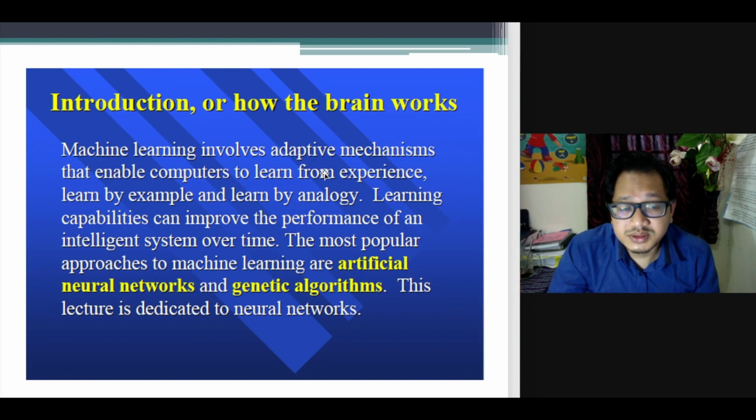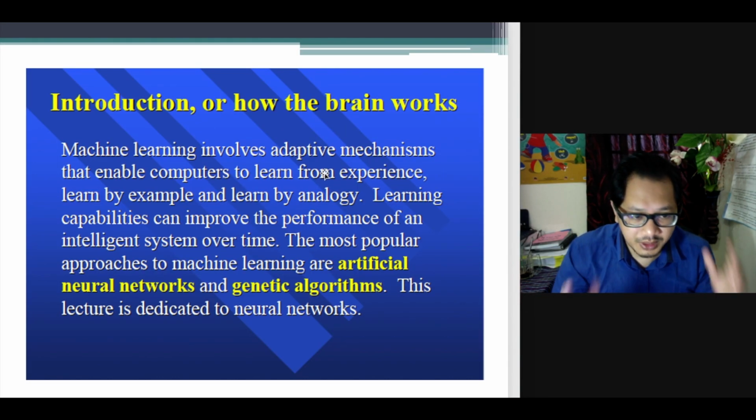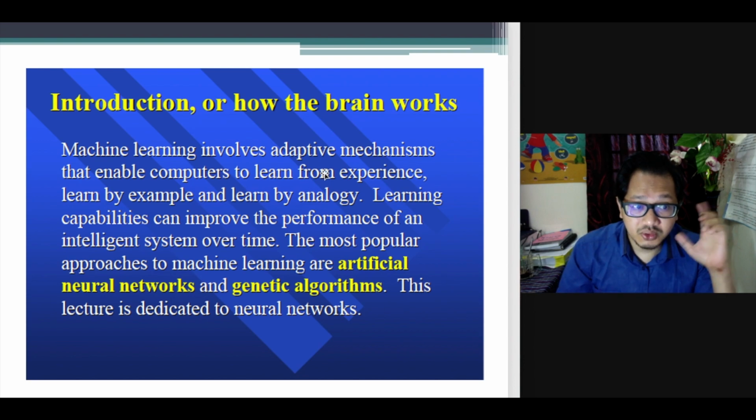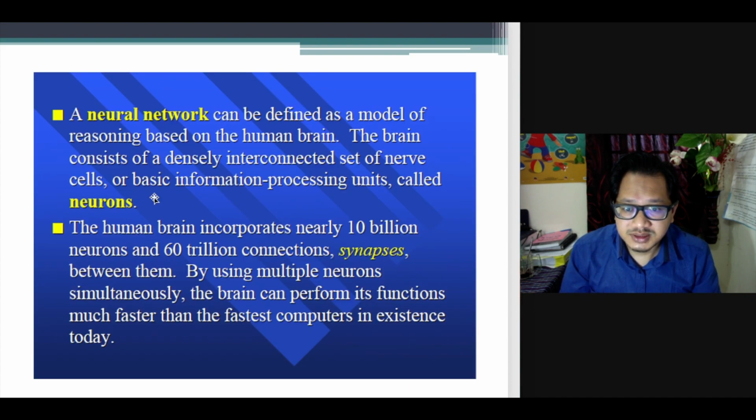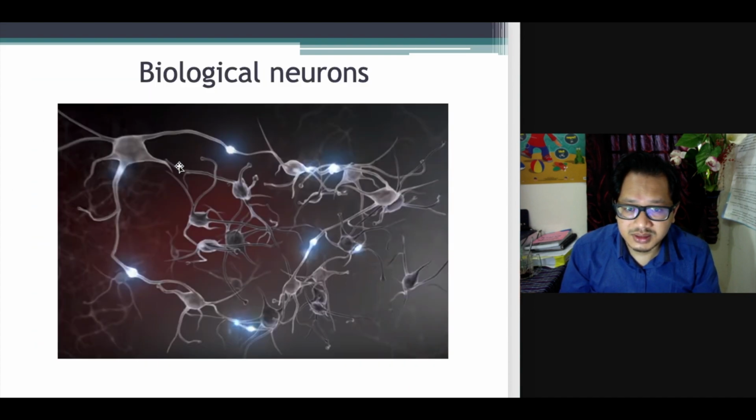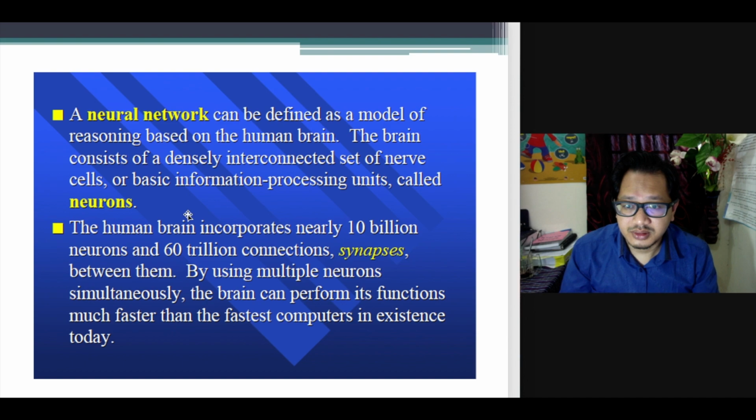How the brain works? Dalam human brain, kita ada neuron, the cell we call neuron. Ini neuron, and then kita ada synapse. Synapse ni ada interconnection, dia akan link between this neuron dengan this neuron. This is called synapse. It is 60 trillion connections, and for neurons kita ada 10 billion.